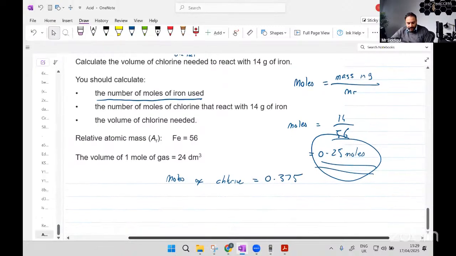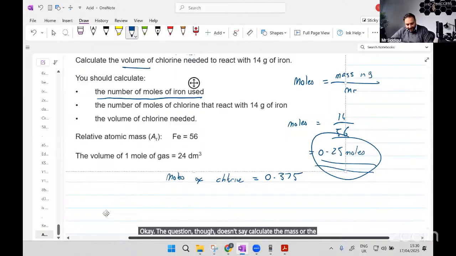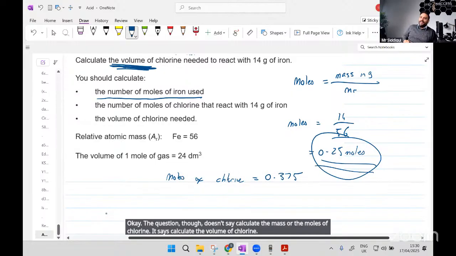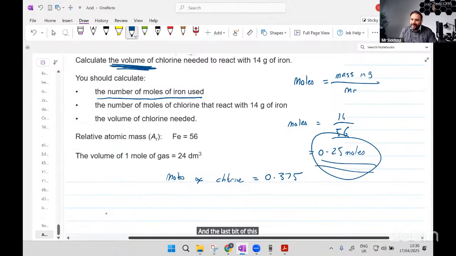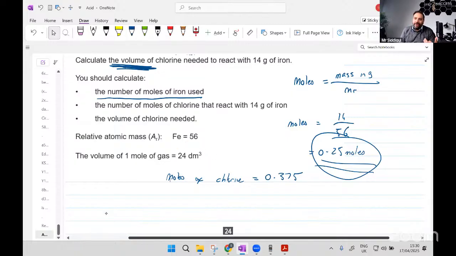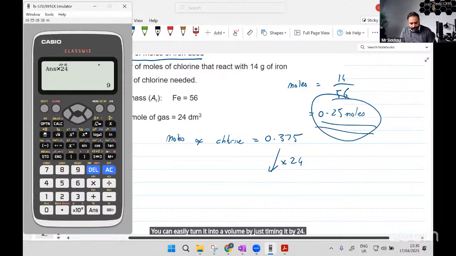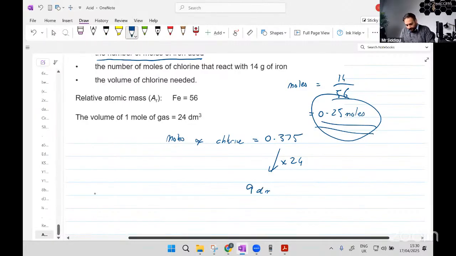Okay. The question, though, doesn't say calculate the mass or the moles of chlorine. It says calculate the volume of chlorine. And the last bit of this question gives you everything you need because there is a specific, magical number, 24, which is the volume of 1 mole of any gas. So if you have the number of moles of a gas by doing what we just did, you can easily turn it into a volume by just timesing it by 24. That's the answer to that question.